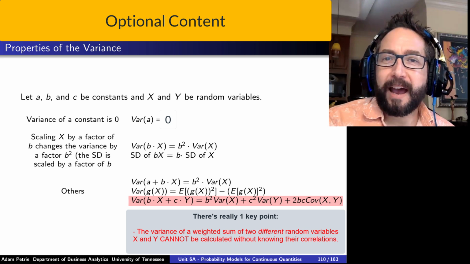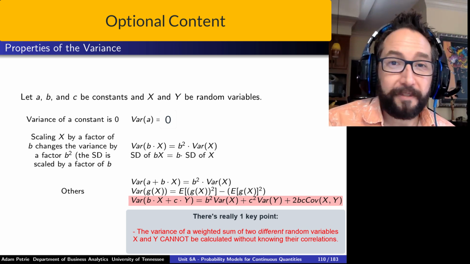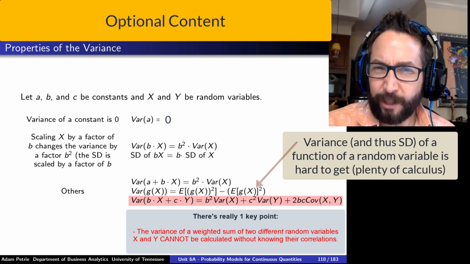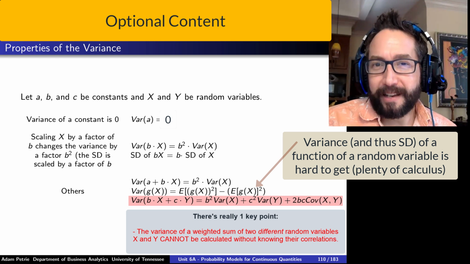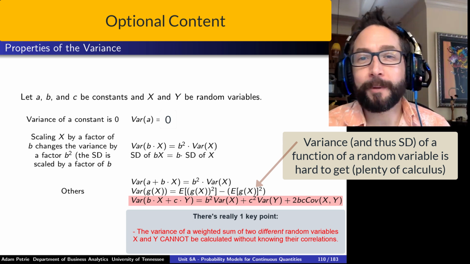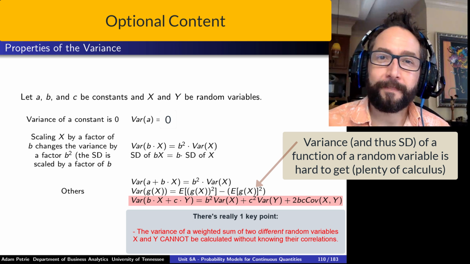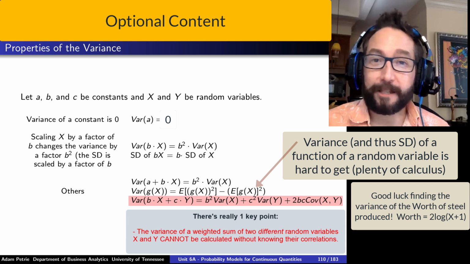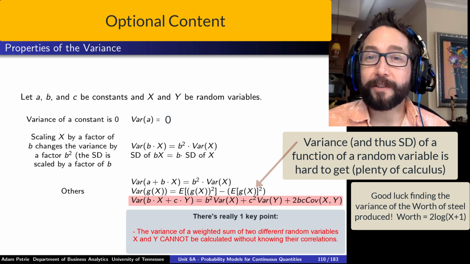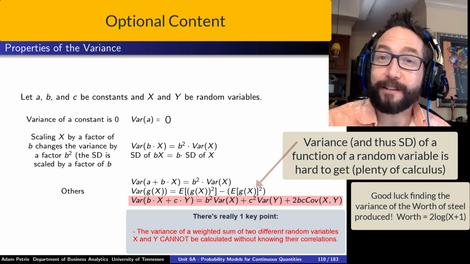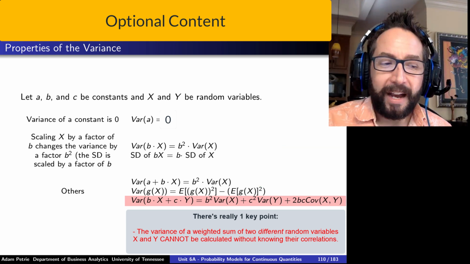Now, what happens if we have, let's say, the variance of some sort of function of our random variable? Well, bad news. It's actually really difficult to calculate. We're not going to worry about doing that in this class, but as we can see, the formula that tells us the variance of some function of our random variable is pretty involved in terms of computation. So when we talked about the expected worth of the amount of steel being produced, we were able to get the expected value of that worth pretty easily. But if we wanted to know the variance or standard deviation of that worth, well, guess what? There's a lot of additional calculus that we need to do, a lot of additional expected values that we have to calculate. And here's going to be the rub.